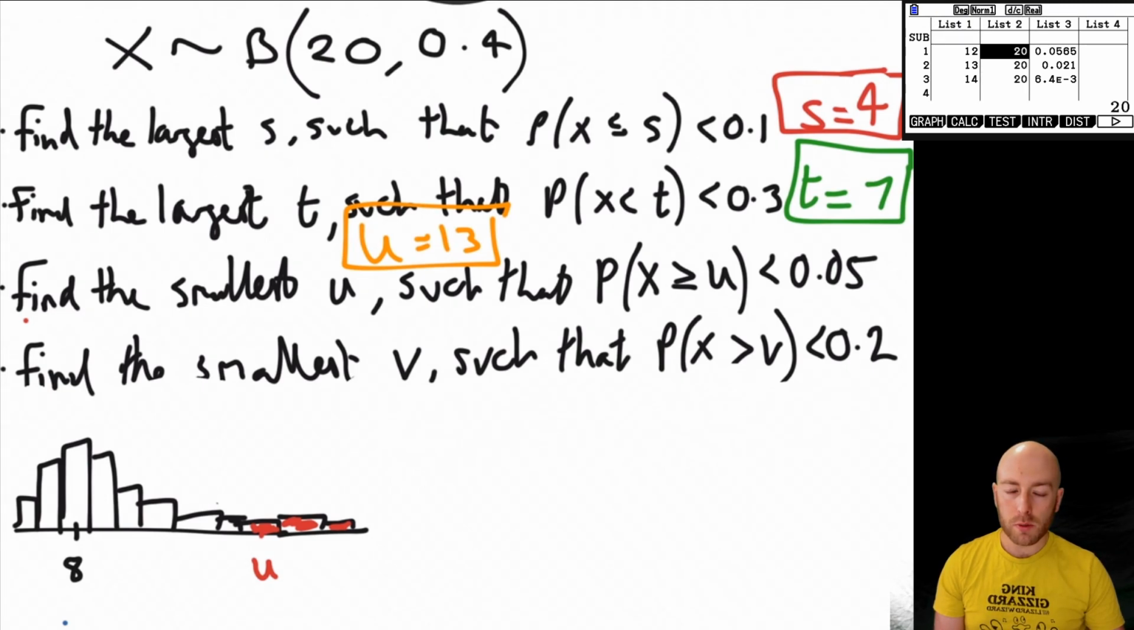So the first one of these where the probability is less than 0.05 is this one, so again, U is 13.